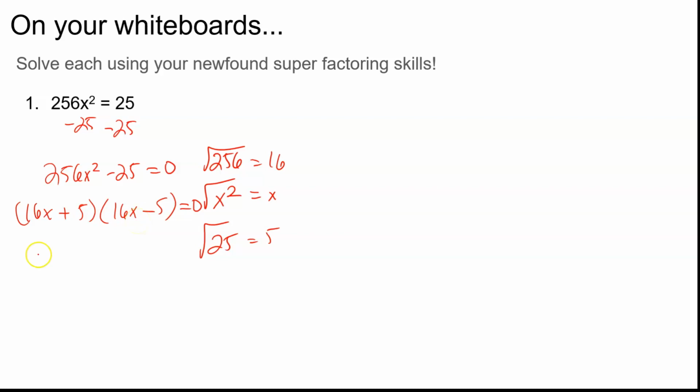So the last step here is I'm going to set these equal to 0 and solve them. It's actually 2 steps. x is going to be equal to negative 5 over 16, and this one is going to be equal to 5 over 16.